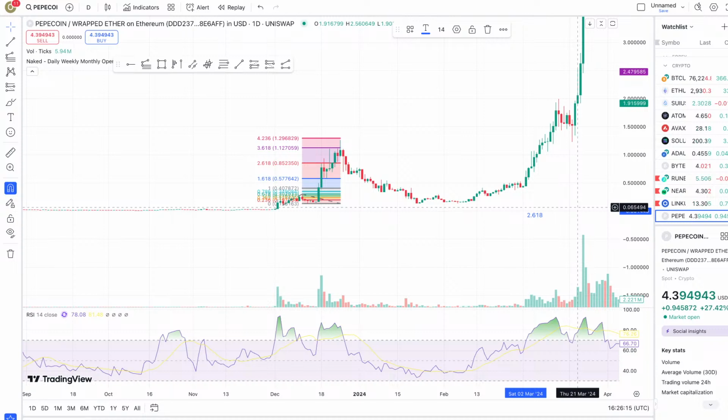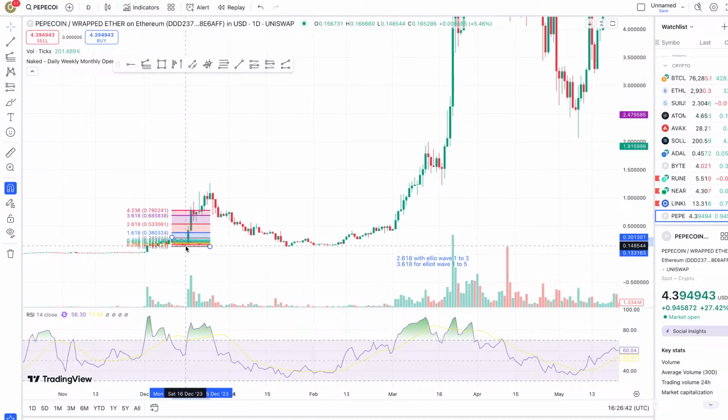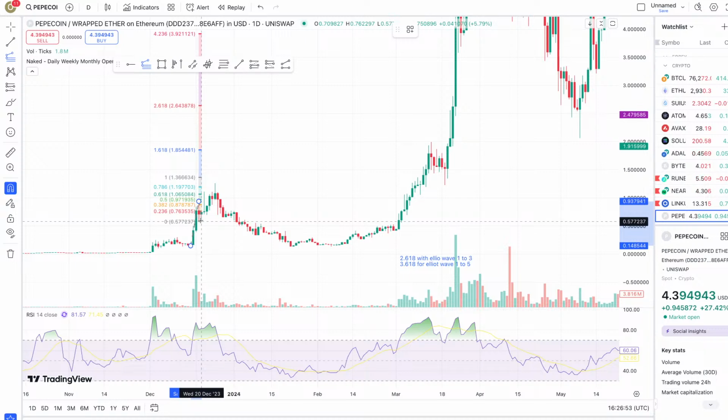2.618 with Elliott wave 1, 3.618 for Elliott wave 1, 2, 3, for Elliott wave 1 to 5. So we can go with that, right? And then now we say from Elliott wave 3, it almost hit the 1 to 1.